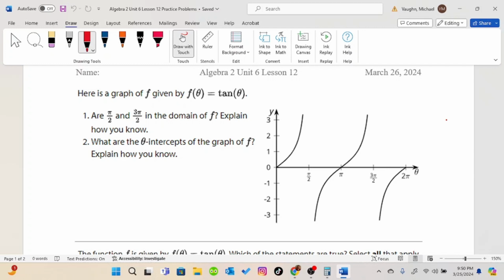Here is a graph of f given by f of theta equals tangent of theta. Number 1, are pi over 2 and 3 pi over 2 in the domain of f? Explain how you know. So you need to remember that tangent equals sine divided by cosine.